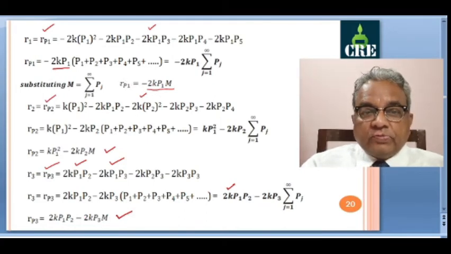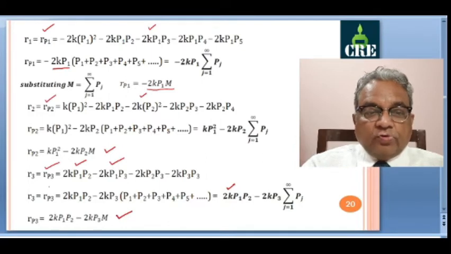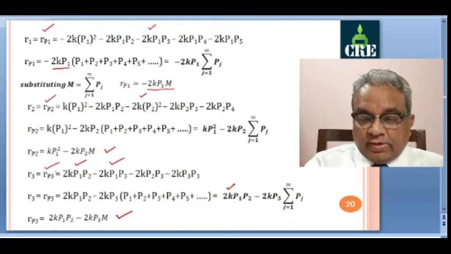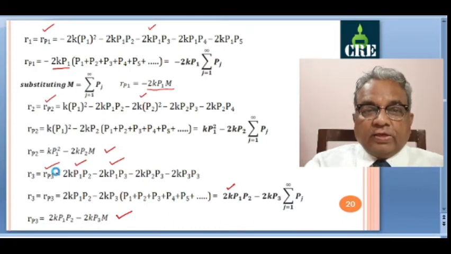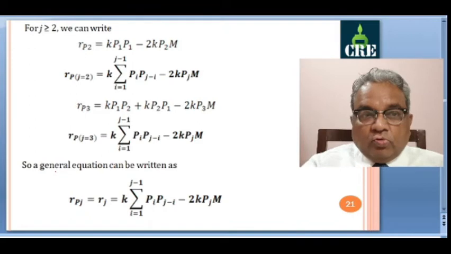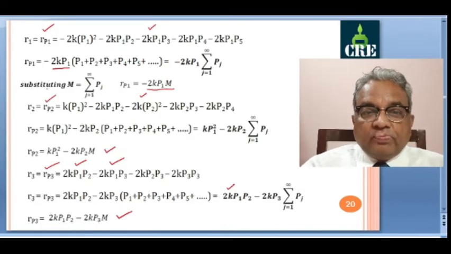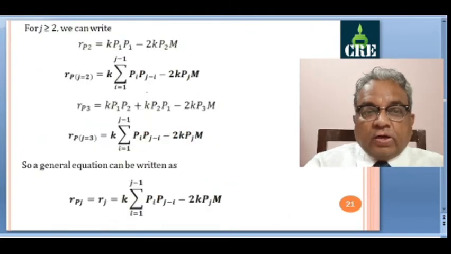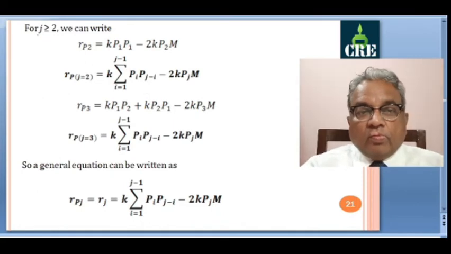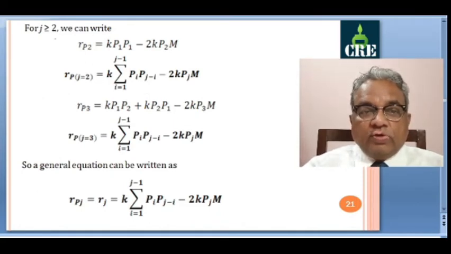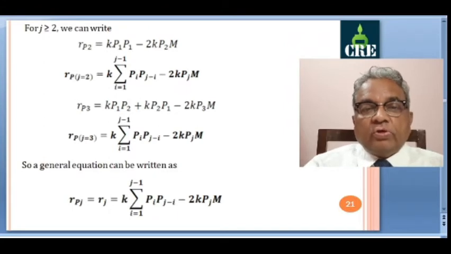So we will write these Rp1, Rp2 and Rp3 separately, and then we'll see how we can generalize it. For j greater than or equal to 2, that means Rp2, Rp3 we will write. For Rp1, this equation is valid, and we can generalize the equation from Rp2 onwards, means if j is the counter, j greater than or equal to 2.